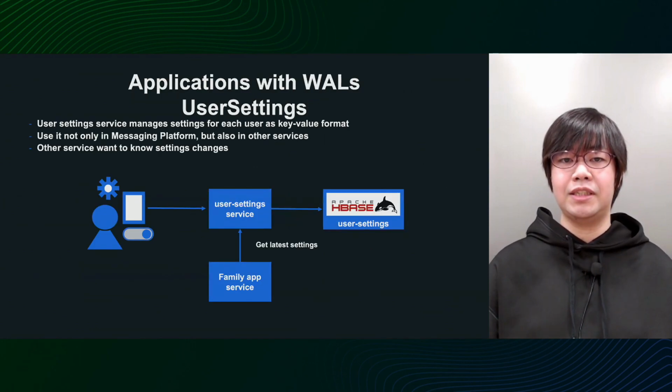The second example is a little closer to a service or application. We are developing a microservice called UserSettings. This UserSettings service is a microservice that manages settings for each user in the form of key values. We are opening up this service not only to the messaging platform, but also to other services within the company. Other services can send requests to the user settings service as needed to know the latest settings of the user.